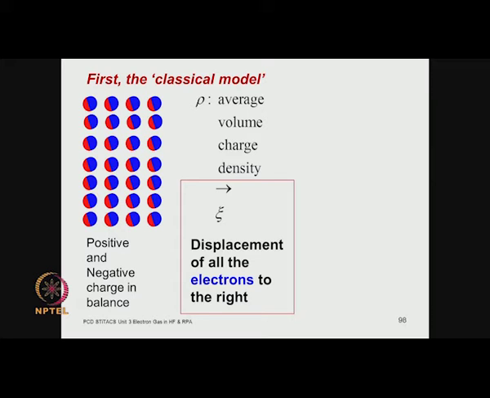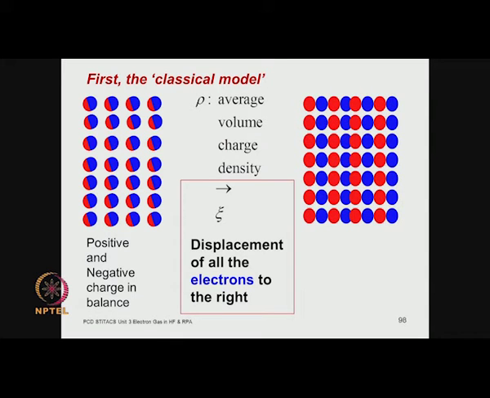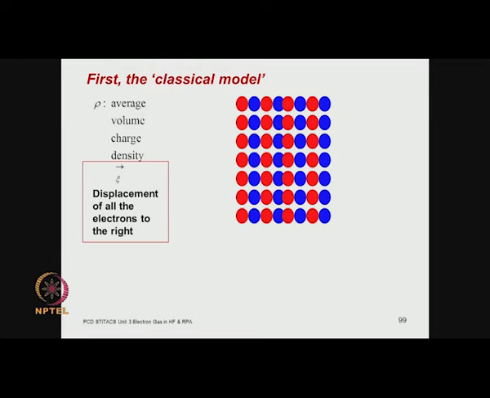So, let us say that there is a tiny little displacement of the electron gas to the right. Once that happens, you will have a lot of electron charge on the right face and a lot of positive charge on the left face. In the inner sides everything will get cancelled, so you are left with a charge on the two faces. This is our classical model. You have got a little bit of displacement of the whole electron gas to the right.